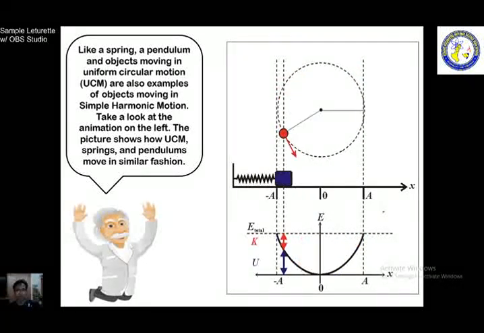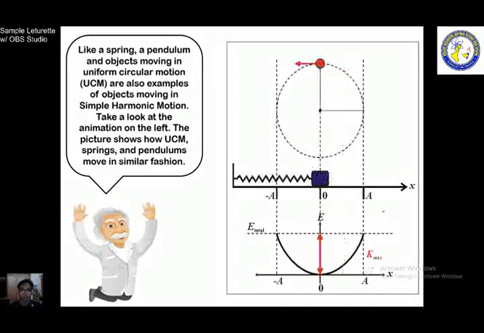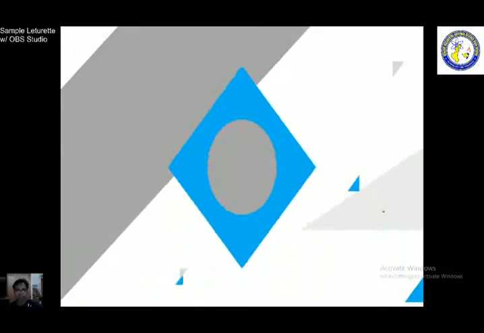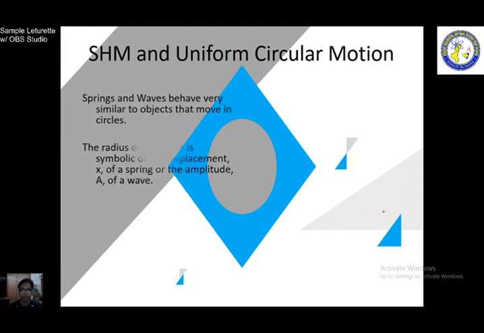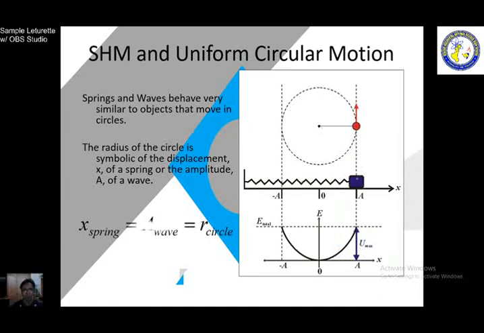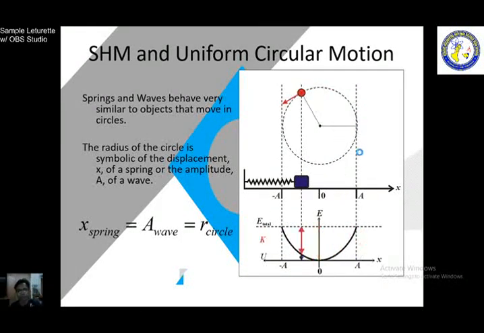We will have a discussion on this in part 2 of our next meeting. This will be covered in the next video: SHM and uniform circular motion. We will try to relate the motion of a spring to the motion of a pendulum, and of course to the motion of an object moving in uniform circular motion or in circles.